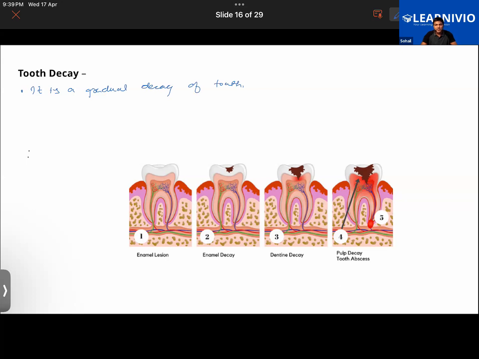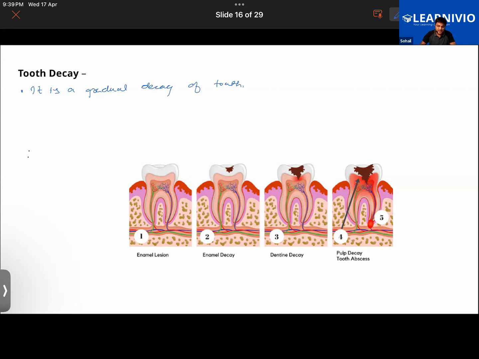So the question comes, what is the main cause of it? The main cause is the presence of bacteria in the mouth that grow if we do not keep our mouth clean. If mouth and teeth are not kept clean, bacteria will start growing on the tooth. That's why it is advised to brush regularly and also avoid eating sugary substances.